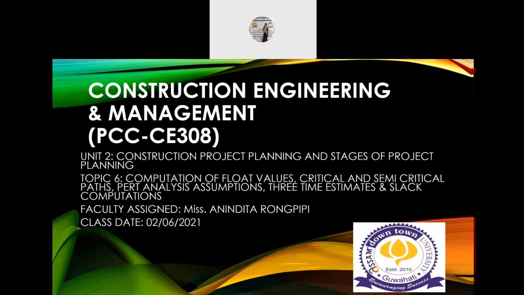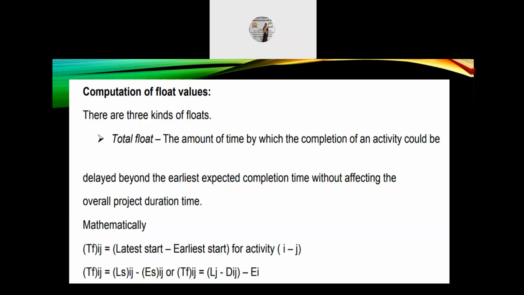So hello students, we'll continue with unit number 2 and topic number 6, which is computation of float values, critical and semi-critical paths, PERT analysis assumptions, free time estimates, and slack computations. So computation of float values, there are three kinds of floats.